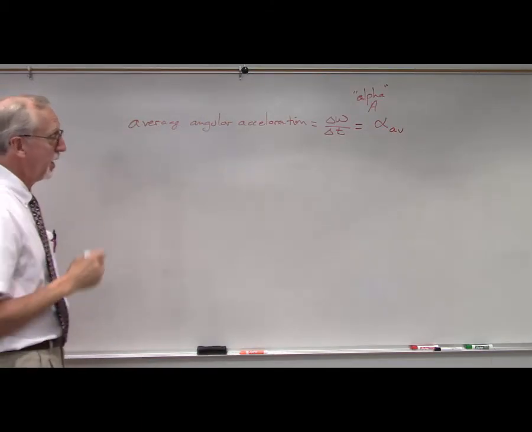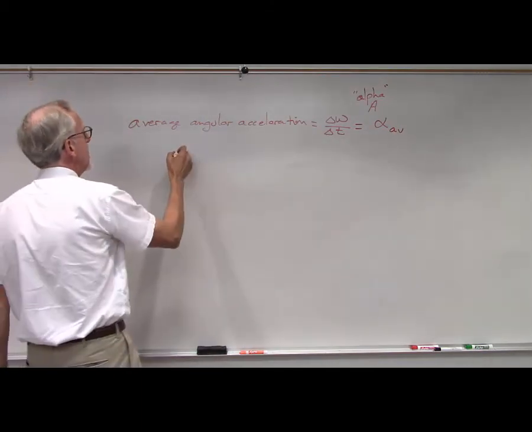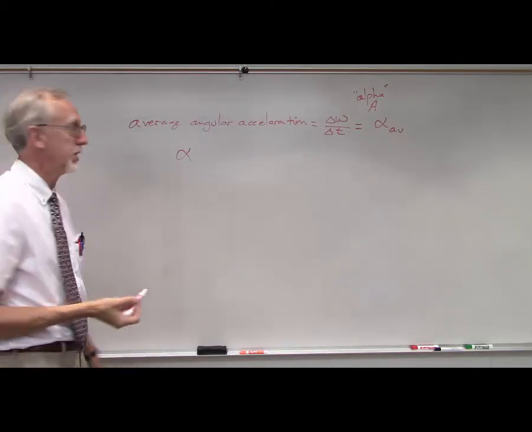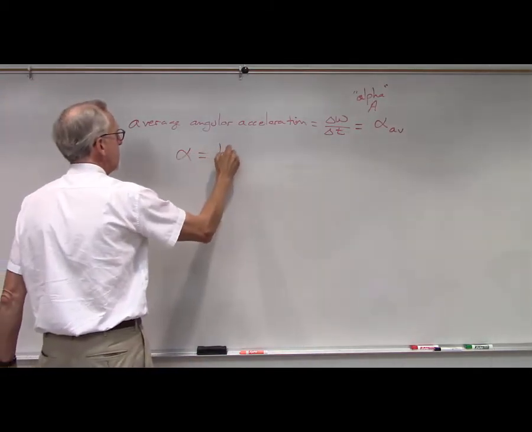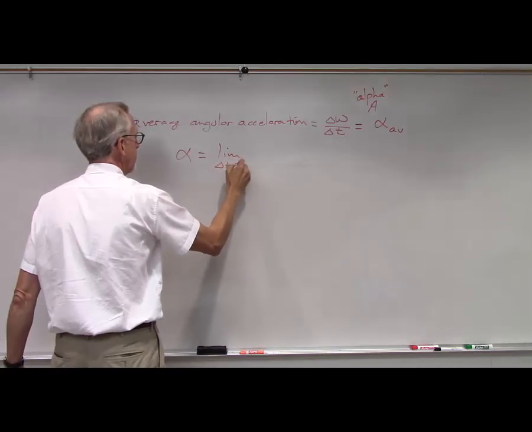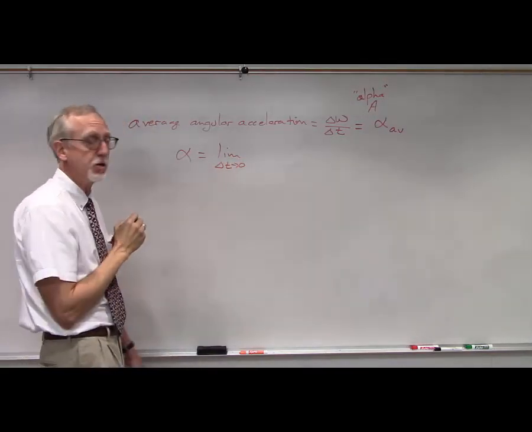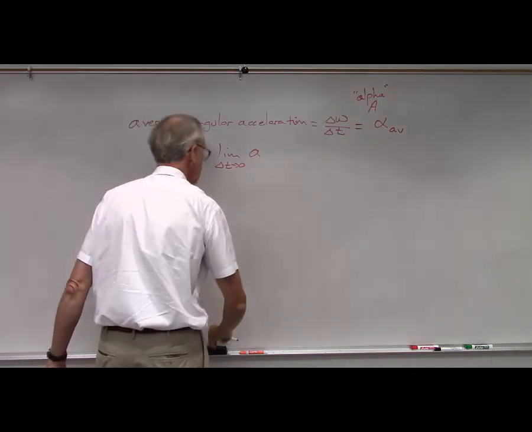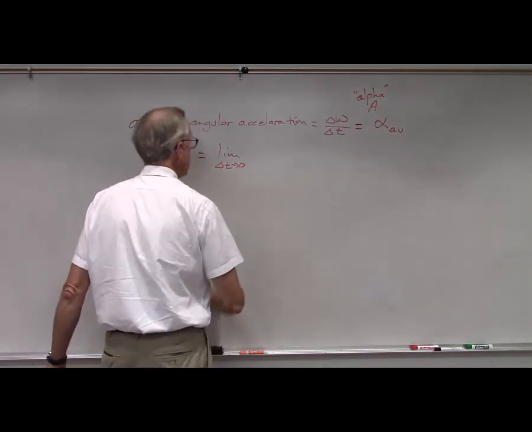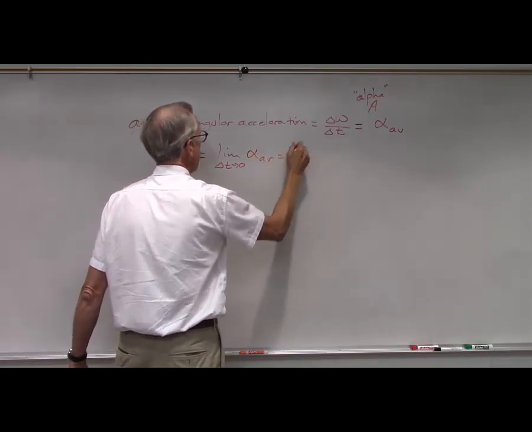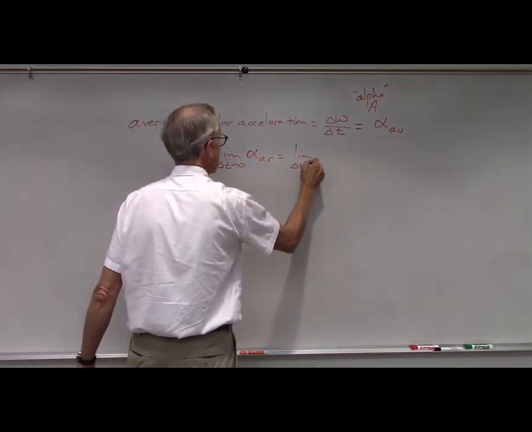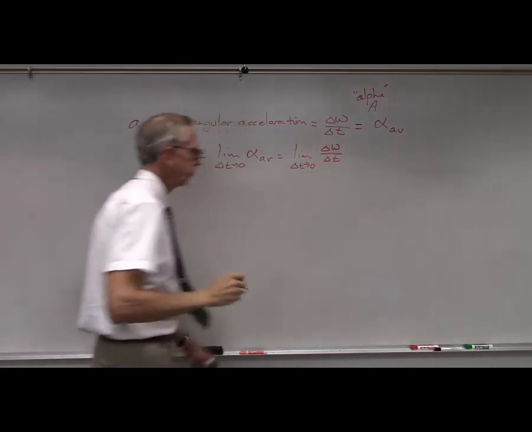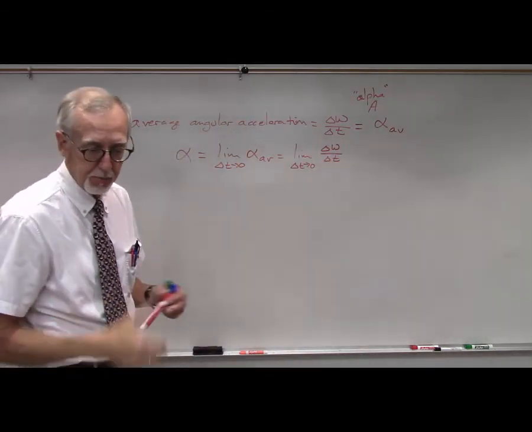So alpha sub AV. And again, in exactly the same way, we'll define the instantaneous angular acceleration in terms of a limiting idea over a small time interval: the limit as delta t goes to 0 of alpha average. In other words, the limit as delta t goes to 0 of delta omega over delta t. Okay, so again, let's stick some numbers in here.